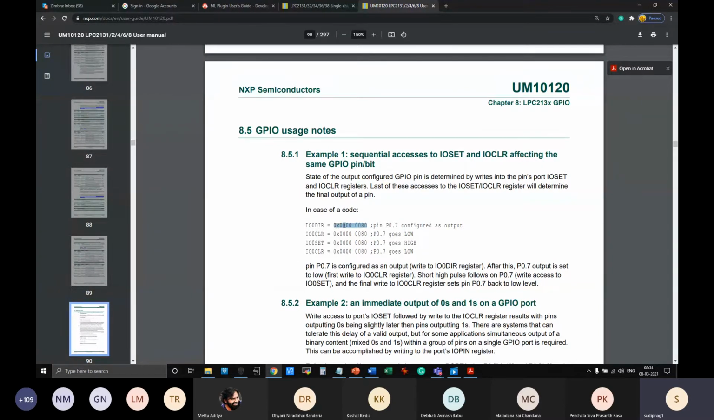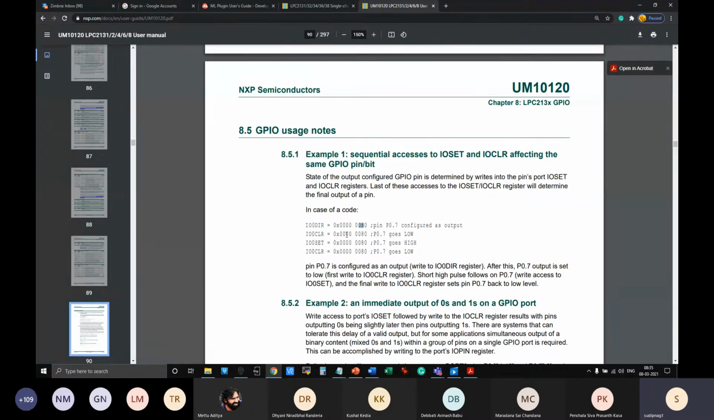Look at this value. This is 0x, then four zeros, then 0080. 0080 represents D7, the D7th bit, which is port 0.7 in this case. So port 0, 7th bit has been set to 1. If the 7th bit is set to 1, that means it is configured as an output. We saw from one of the previous tables that 1 means output mode for direction and 0 means input mode. So we have set it to output.